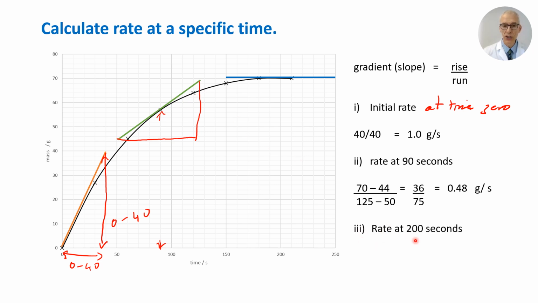Now, what about the rate at 200 seconds? Well, I hope it's obvious. Rise over run, we have 0 rise. So the rate at 200 seconds is 0. That is, the reaction has ended.